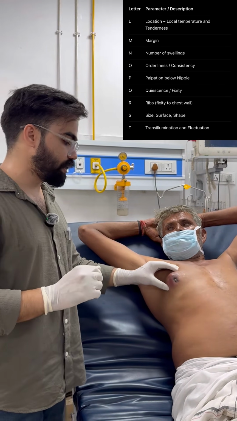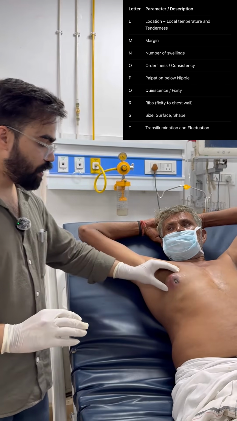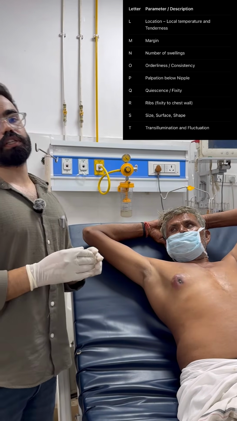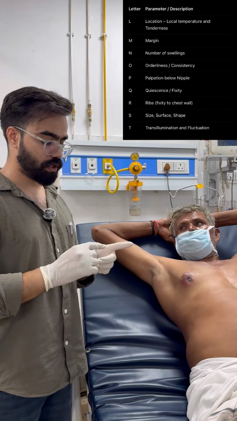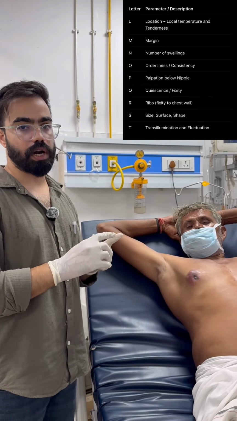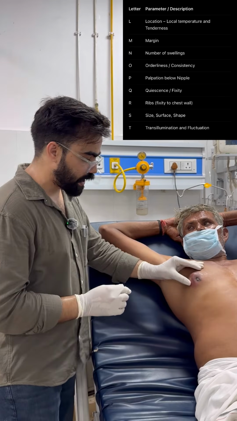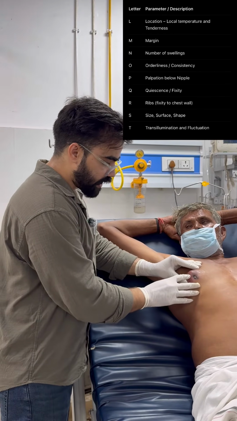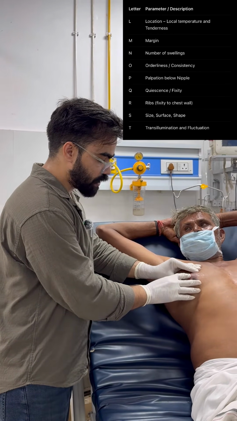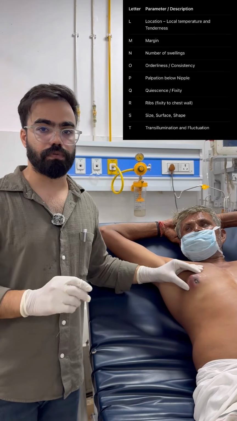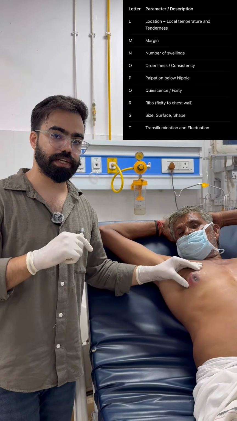O is orderliness or consistency of the swelling. Now, we can divide the consistency of a breast lump into three parts: soft, firm, or hard. Now, in this case, the swelling is soft and cystic because there is a collection beneath the skin. Whenever a breast lump is soft, we need to do the fluctuation test as well.